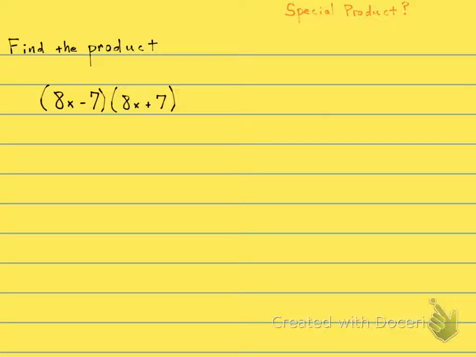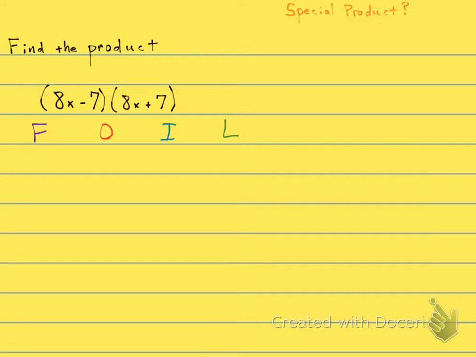All right, they want us to find the product of these two binomials. Product means multiplication, so we're going to multiply them, and we already know how to multiply this. It's FOIL, F-O-I-L. We're going to multiply the first two, the outer two, the inner two, and the last two.